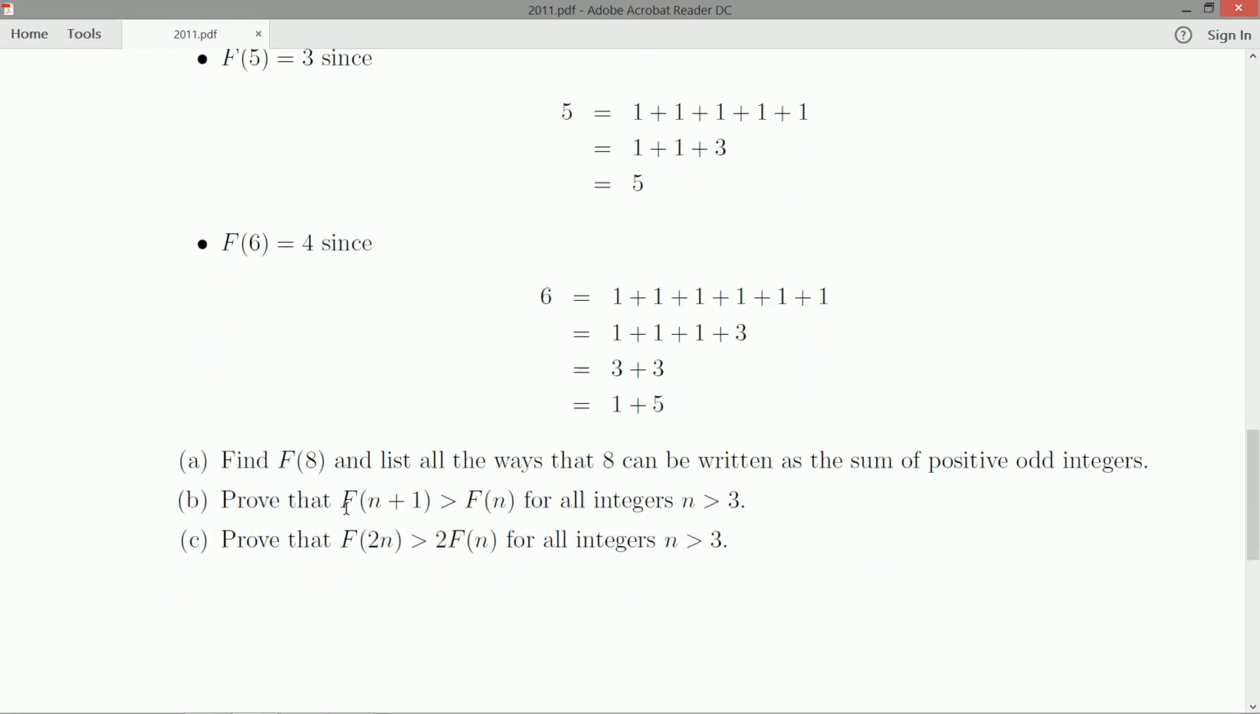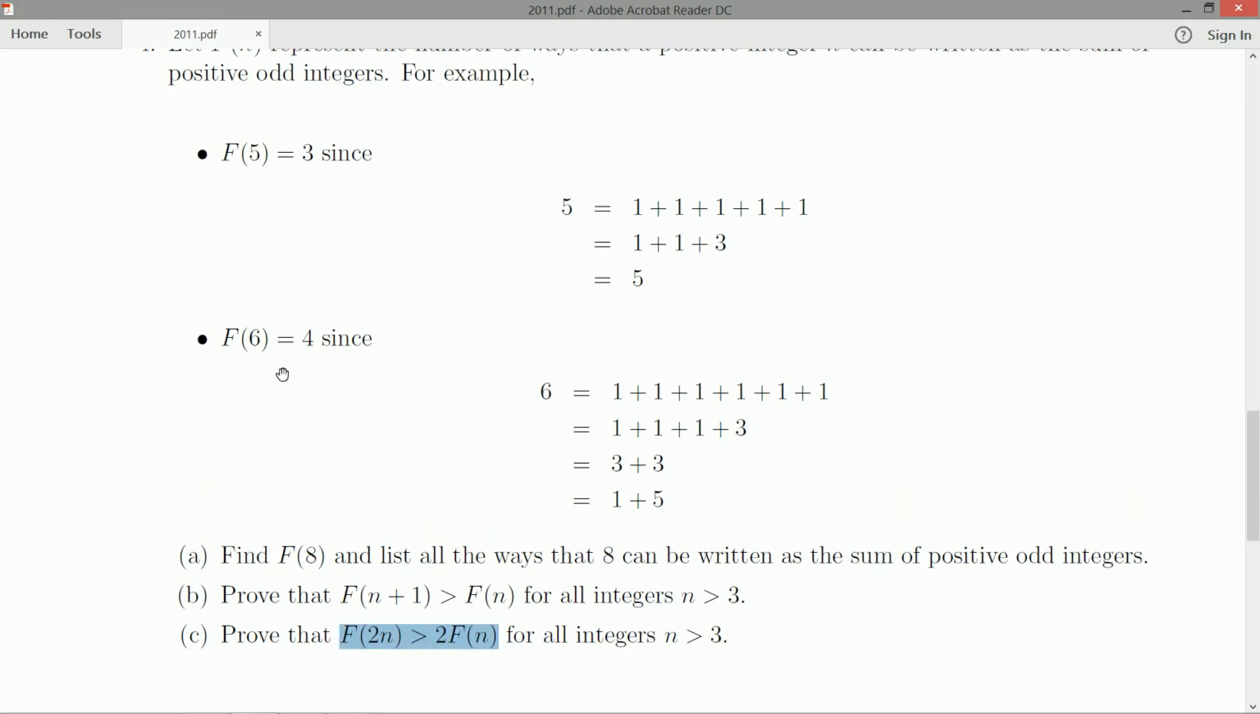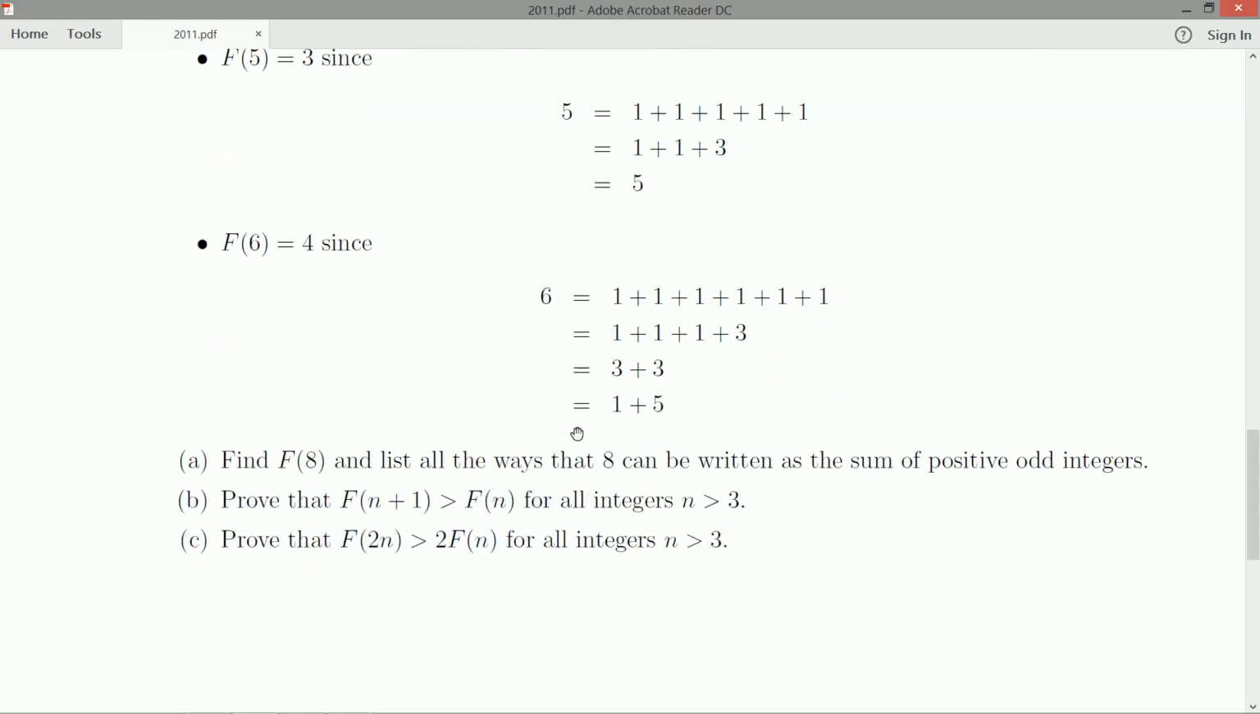I'm guessing to prove b, we'll probably have to take a look at the examples f of 5 and f of 6 that they gave us. Because there's only one more with f of 6, which one's the odd man out? For f of 8, I think we just sort of have to list them out. So let's see what we can do.